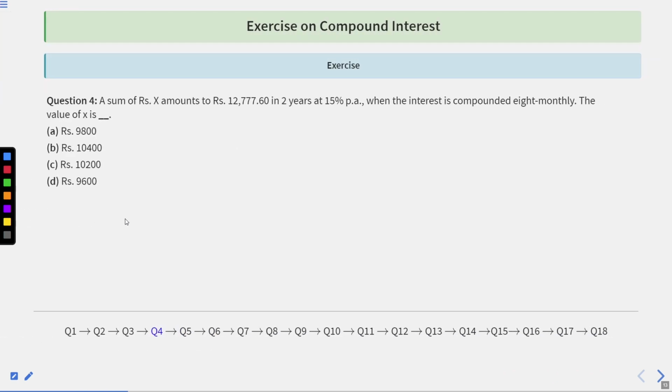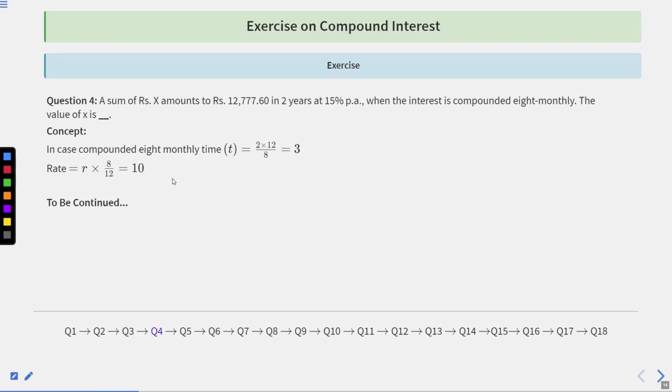Question number 4. A sum of rupees X amounts to rupees 12,777.60 in 2 years at 15% per annum, when the interest is compounded 8 monthly. The value of X is. In case it is compounded 8 monthly, the time will be 2 into 12 upon 8, that is 3, and the rate is equal to R into 8 upon 12, which is 10.